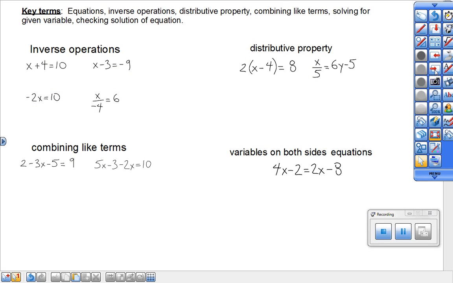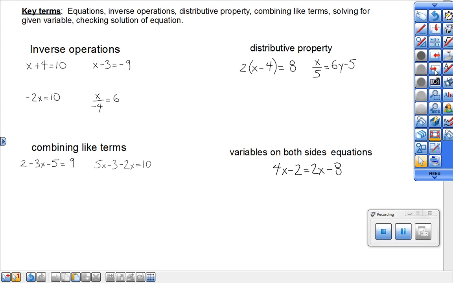For the first problems, I'm going to do the inverse operations on the top left. So x plus 4 equals 10, x minus 3 equals negative 9. Make sure you know all your negative rules. You need to be really strong with negative, positive numbers. So for the opposite of adding 4, we'll be subtracting 4 on both sides. Make sure you do the same operation to both sides of your equation to keep it equal.